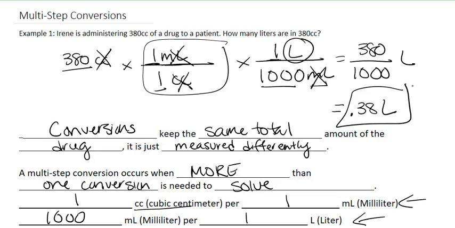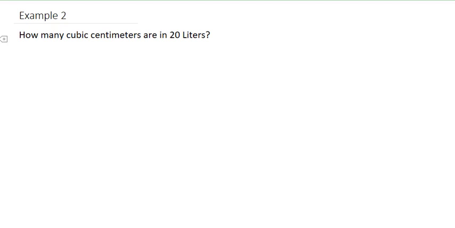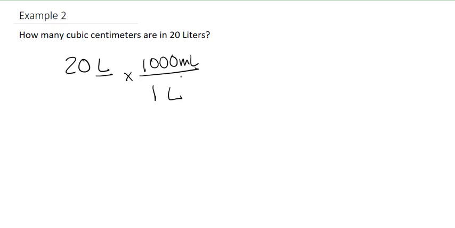So let's look at another example. How many cubic centimeters are in 20 liters? So now we're doing the reverse. So we're going from liters, and now we need to go to cubic centimeters. So we would take 20 liters. Then we know that this liter is right there, so we know we would need to put 1 liter on the bottom, and we'll use that unit conversion of 1,000 milliliters equals 1 liter. So this way we can cross out our liters and keep moving.